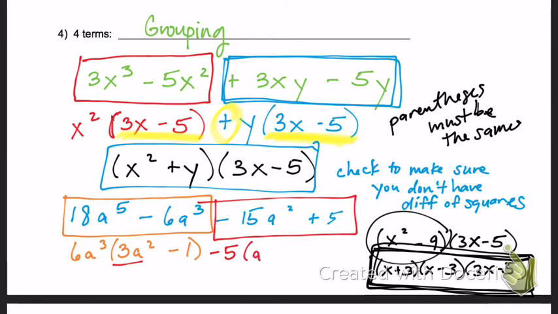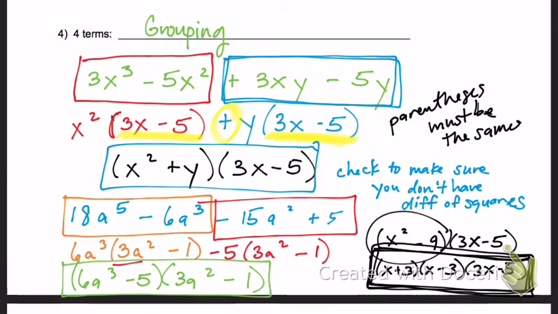So then I'm left with 3a squared, and then that would become what? Minus 1. Good. Now since these are the same, I am good. And it would be 6a cubed minus 5, times 3a squared minus 1. I cannot factor those anymore, so I am done.